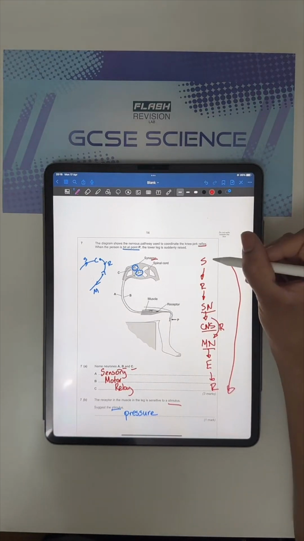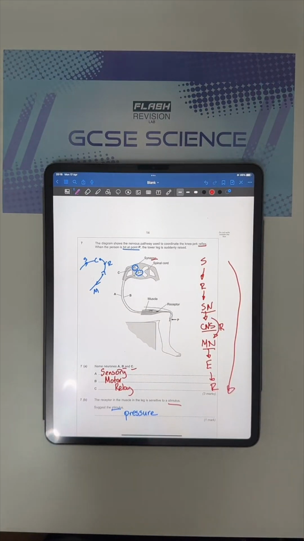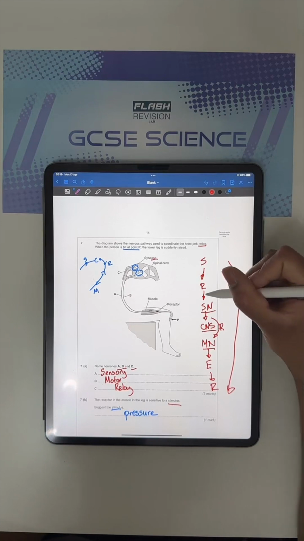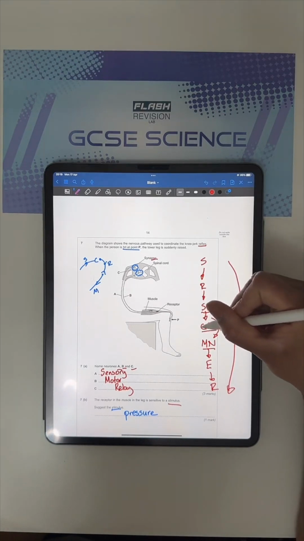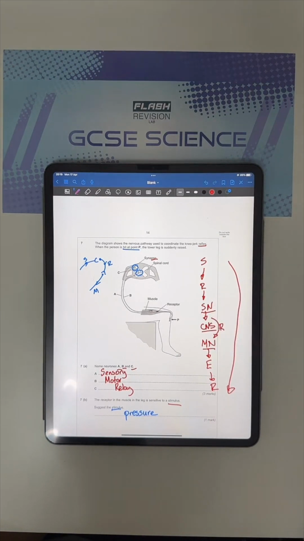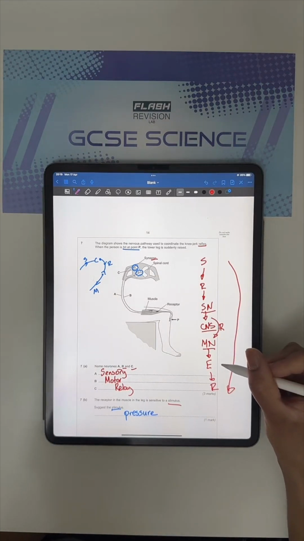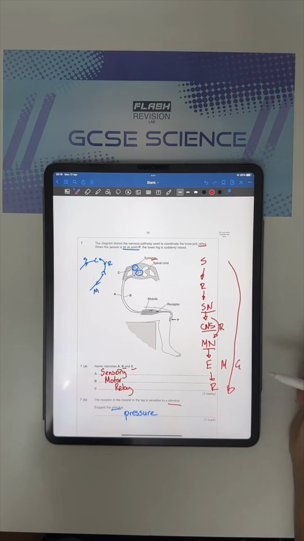So let me remind you, you've got your stimulus. Your stimulus is what you sense. Your receptor, that's the thing that senses the stimulus. So that's the cells in your body that sense it. Then you've got sensory neuron. That's just where the electrical impulses are traveling through. Then it can either go to the brain or through a relay neuron. Then it goes to the motor neuron, then the effector. The effector can either be a muscle or a gland. Let's put an M and a G there. And then there's a response.